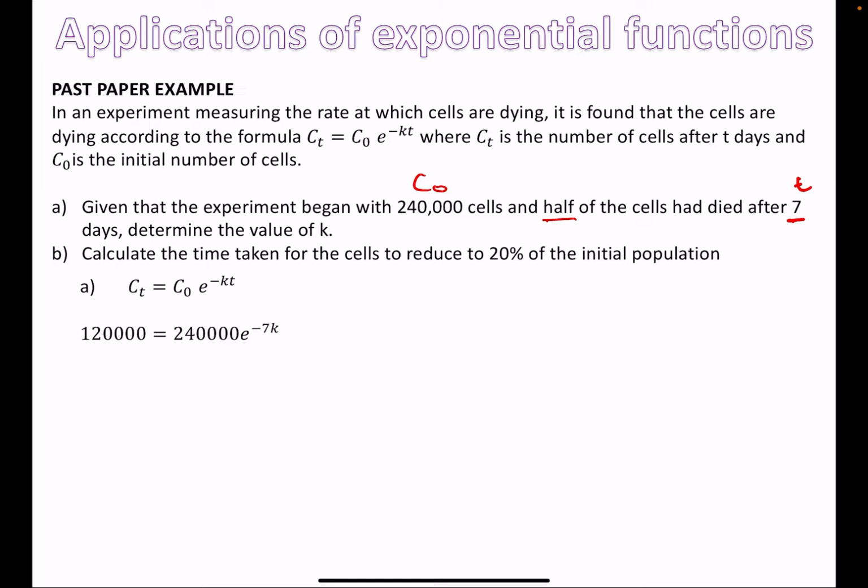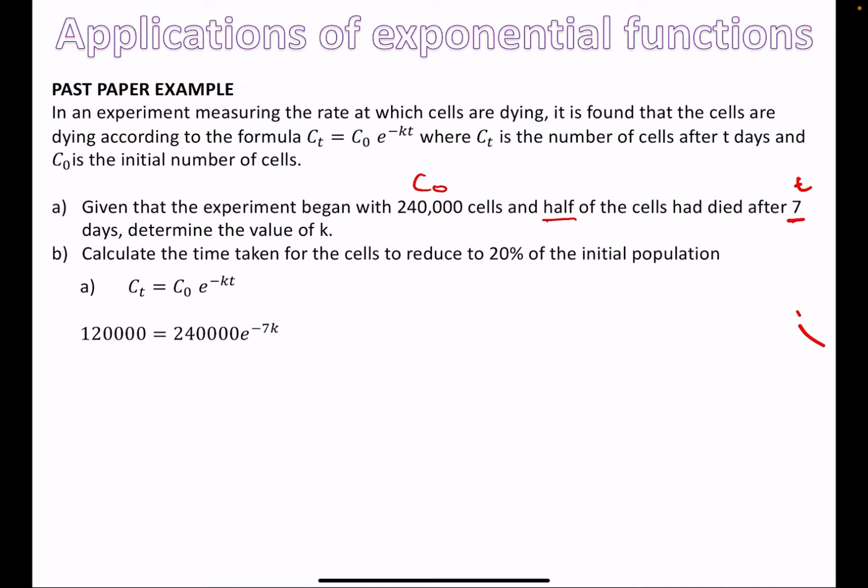So because we want half of the cells to die, and given that we're starting with 240,000 cells, then clearly we're looking to have 120,000 cells as our C_T, okay? So 120,000 equals 240,000 e to the minus 7k. So T was 7, so I've just rearranged it so the letters are at the end. Now I need to find this value of k, and again, this is where logs come in.